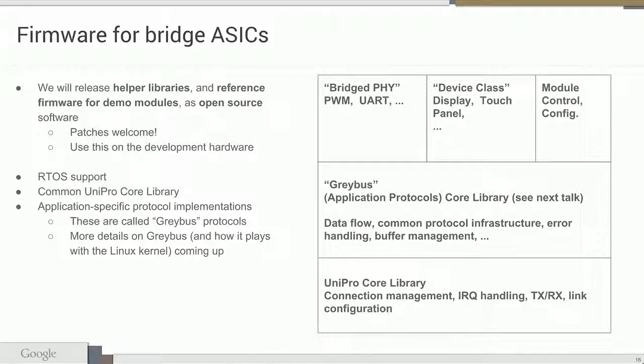What does it include? Well, it has RTOS support. We picked an RTOS. You can choose your own, of course. It has a core library for dealing with UniPro. And it has some implementations for these application-specific higher-level protocols, both to bridge things like serial port traffic over the UniPro network, and also higher-level protocols for things like displays and touch panels. It's common stuff that you'll find on a mobile device.